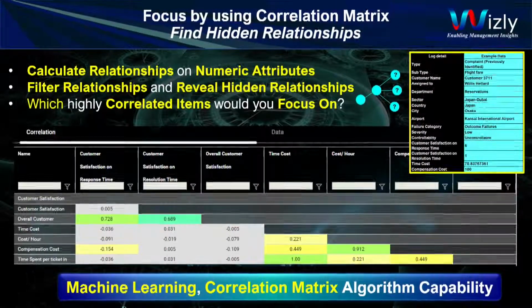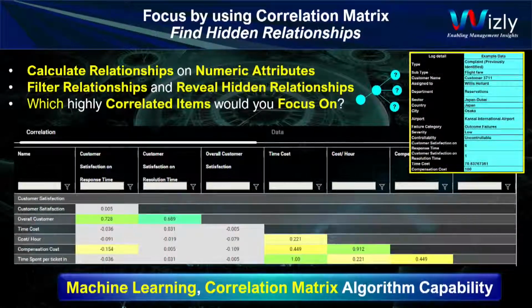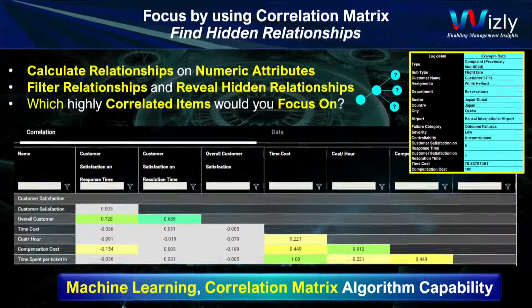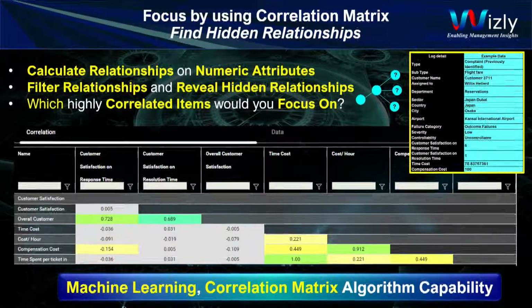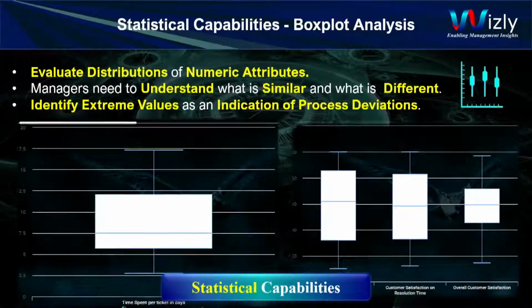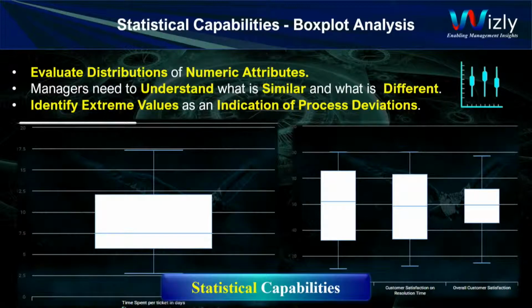The first analytic we will look at is the correlation matrix. It's used to find hidden relationships and understand which highly correlated items you would focus on. So in this case, you're looking at overall customer satisfaction, and that between your response time and resolution time. And we can also visualize that in a box plot to understand what's similar, what is different, and identify extreme values, and these are indications of process deviations.